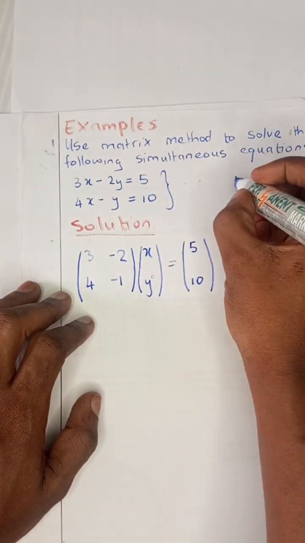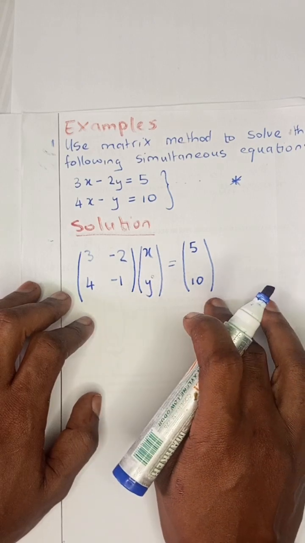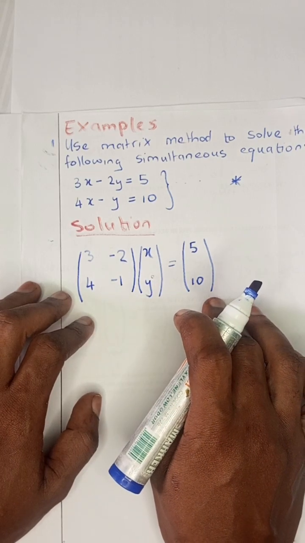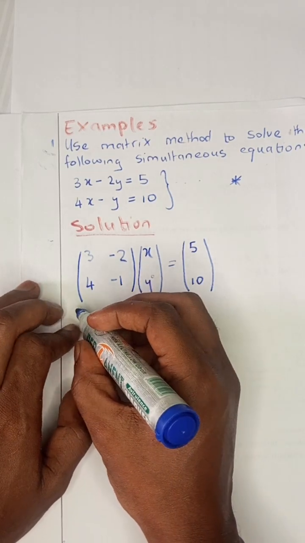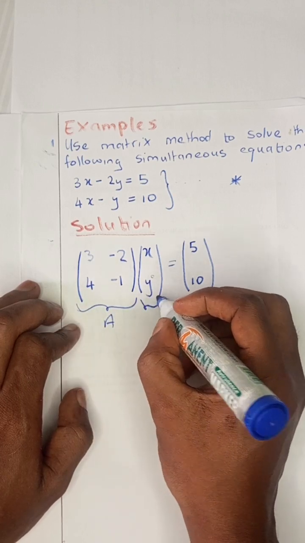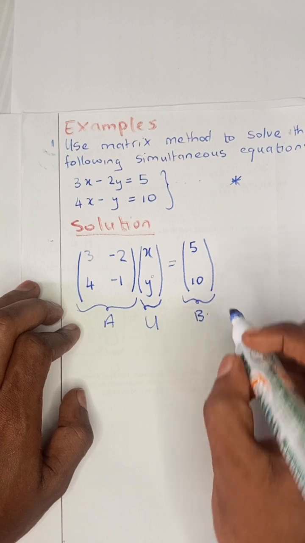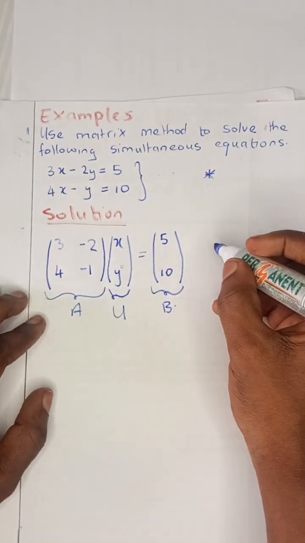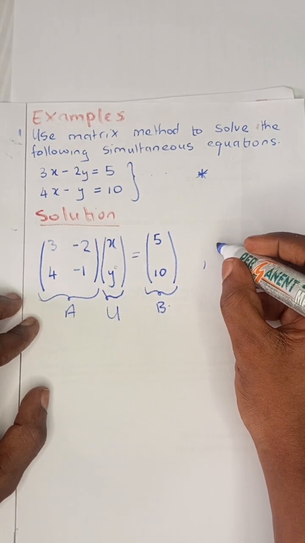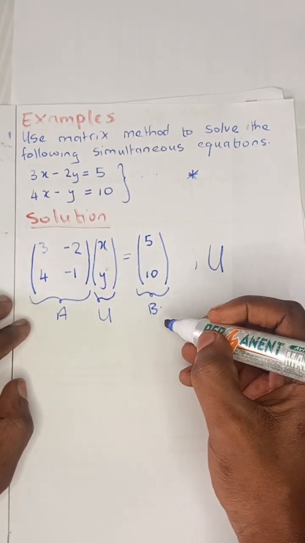Let's call this system star. This is our system star in matrix form. Now, we can label this A. This is matrix U, and this is matrix B. In order to get U, we are looking for the matrix of unknowns U, which is the column matrix x, y.